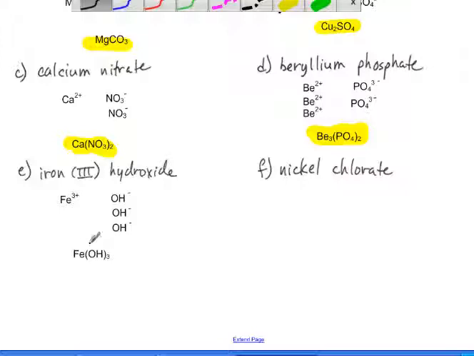So there we go. Iron 3 hydroxide. There's my yellow highlighter. Don't leave home without it. Iron 3 hydroxide, Fe, start bracket, OH, end bracket 3. 3 hydroxides for every 1 iron.